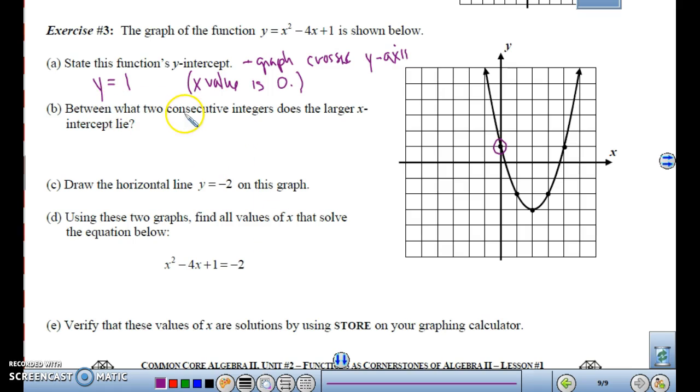Between what two consecutive integers does the larger x-intercept lie? The x-intercept crosses the x-axis. So where does this cross the x-axis? It crosses it here and crosses it there. So between what two consecutive integers does the larger x-intercept lie? Well, this one lies between the integers 0 and 1. This one lies between 3 and 4. So we're looking at this one right here, between x equals 3 and x equals 4.